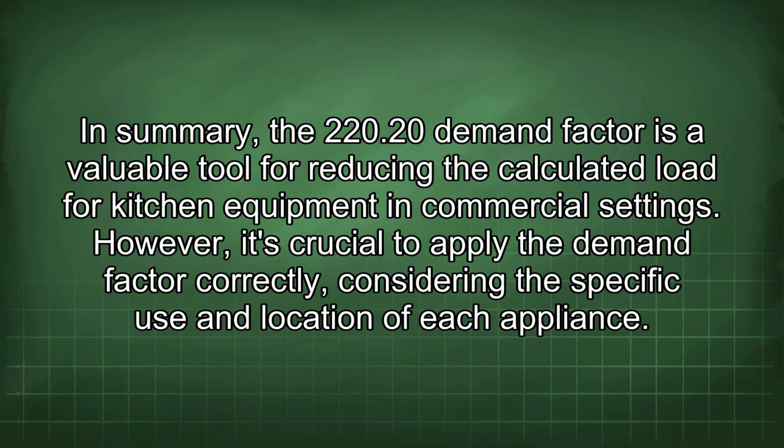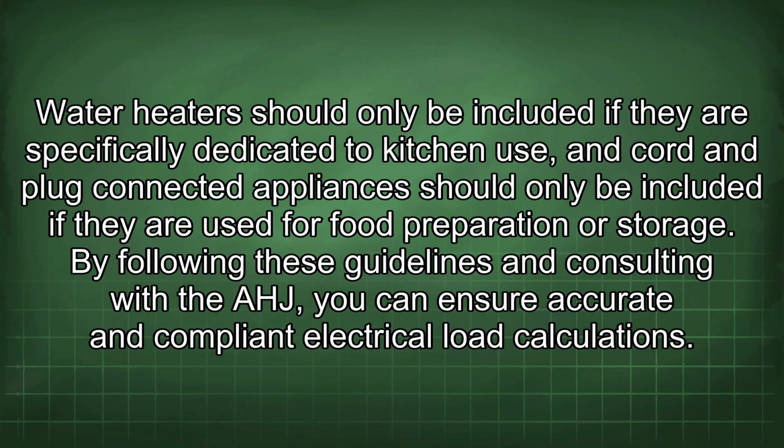In summary, the 220.20 demand factor is a valuable tool for reducing the calculated load for kitchen equipment in commercial settings. However, it's crucial to apply the demand factor correctly, considering the specific use and location of each appliance. Water heaters should only be included if they are specifically dedicated to kitchen use, and cord and plug connected appliances should only be included if they are used for food preparation or storage. By following these guidelines and consulting with the AHJ, you can ensure accurate and compliant electrical load calculations.